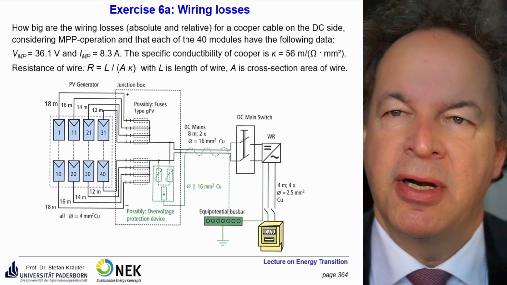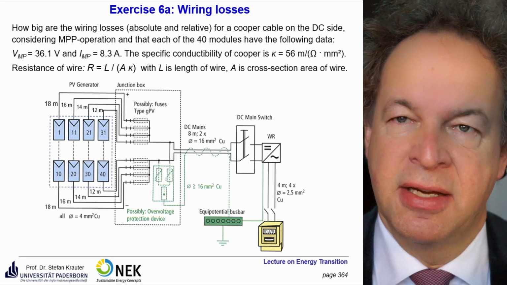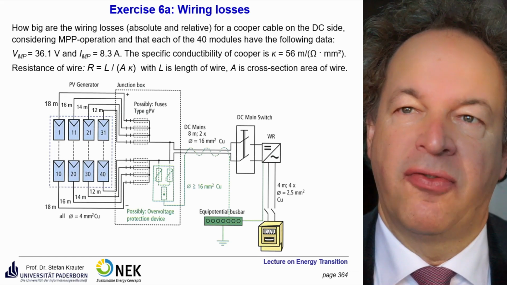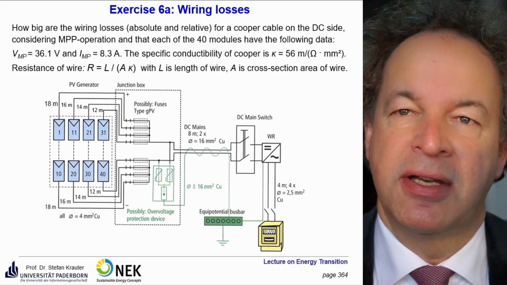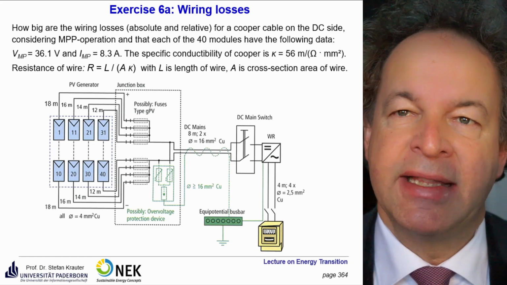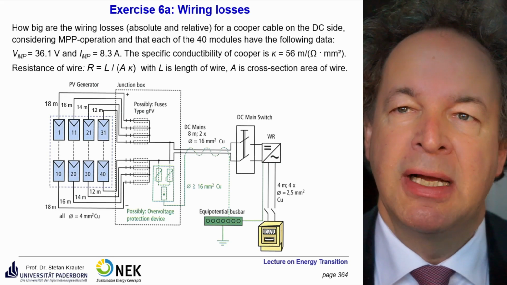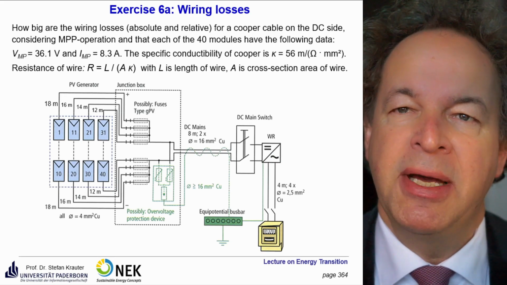How big are the wiring losses absolutely and relatively for a copper cable on the DC side, considering maximum power point operation, and that each of the 40 modules, what you see below, have the following data. So we have the voltage in the maximum power point is 36.1 volts and the current is 8.3 amps, also in the maximum power point. The specific conductivity of the copper cable is 56 meters per ohm per square millimeter.